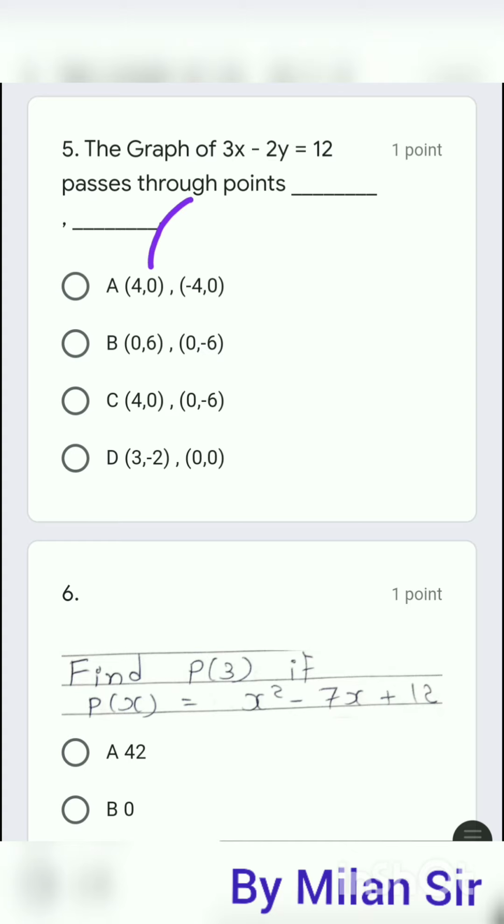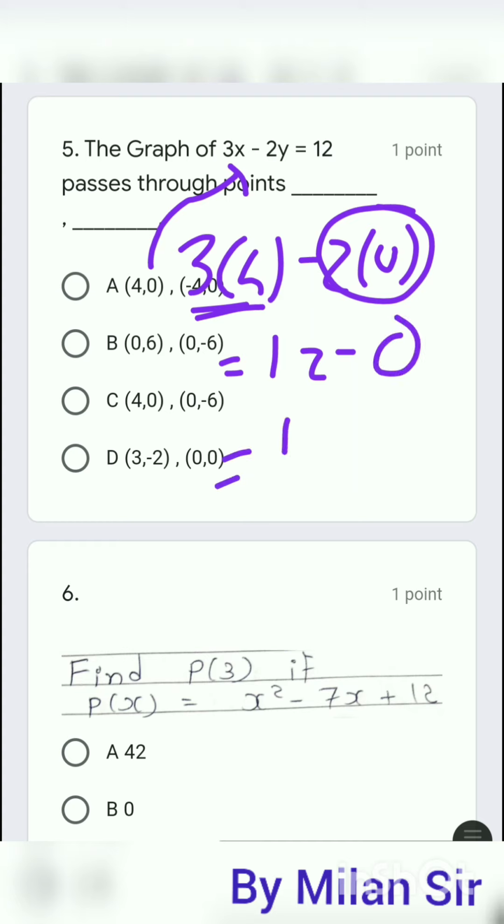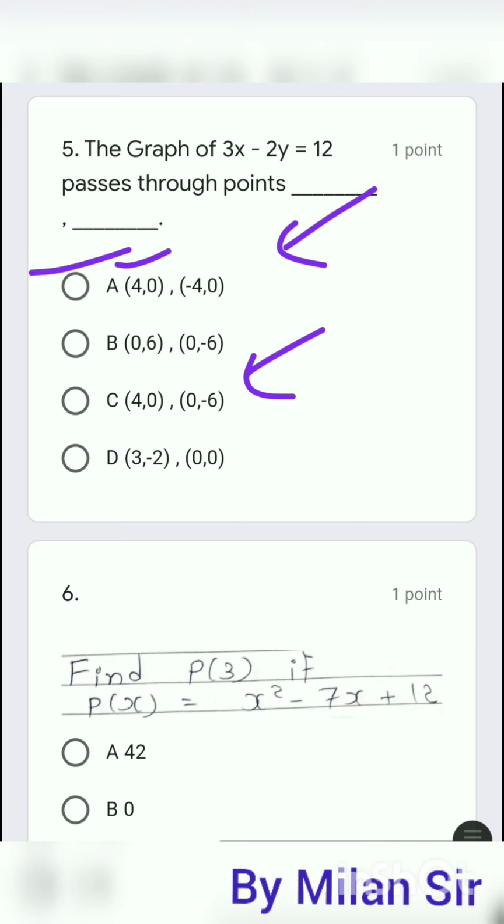First of all, check for (4, 0). In place of x put 4, in place of y put 0. So 3 times 4, minus 2 times 0. 4 3s are 12, minus 2 into 0 is 0. So 12 minus 0 is 12, and here we have 12. So (4, 0) is the correct answer. Our first option is correct, and we have two options which have (4, 0), so either our answer is A, otherwise C.